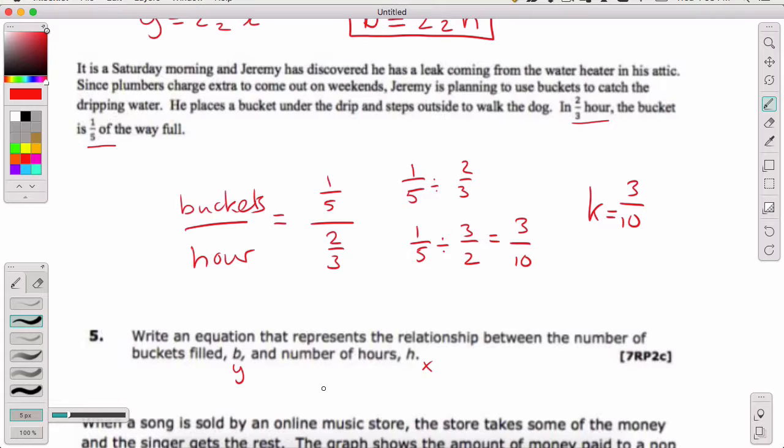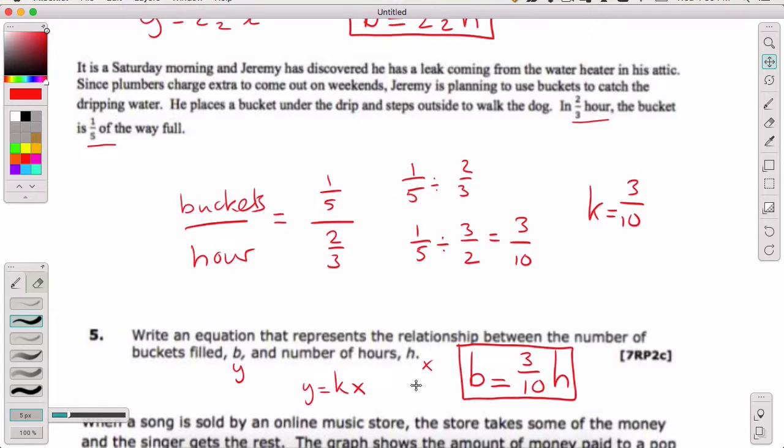Now, my equation is usually Y equals K times X. In this case, I'm going to write B equals, there's my K number, 3/10 times H, number of hours. So I'm using the same pattern, but I'm using the K number that I found from a previous question, and I'm setting up the equation in the correct form.